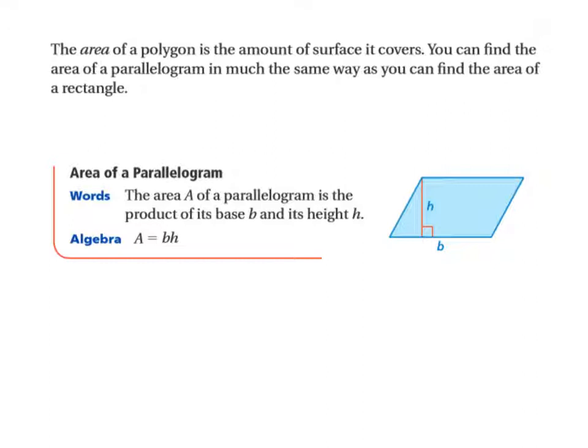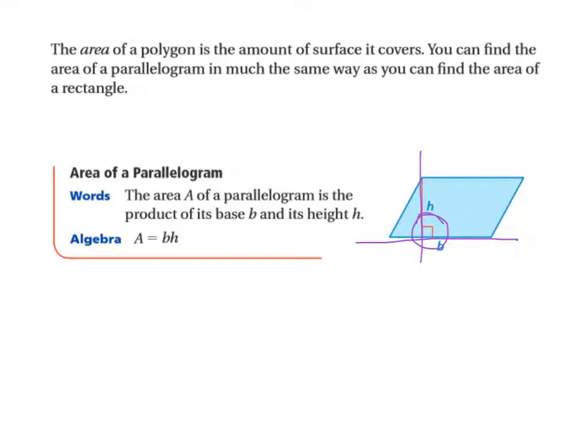The area of a parallelogram, in words: the area A of a parallelogram is the product of its base B and its height H. In algebra, we say A equals B times H. If you look at this picture here, base usually goes left to right on the bottom or the top, and the height is always perpendicular to that. This little square here means that this line going this way is perpendicular to this line going this way. Perpendicular means that it meets at a right or a 90-degree angle.